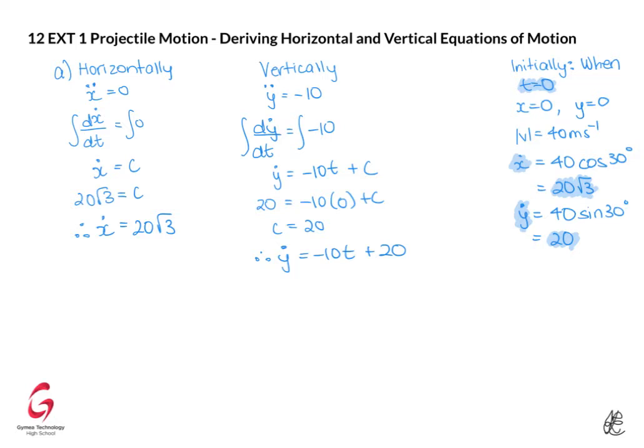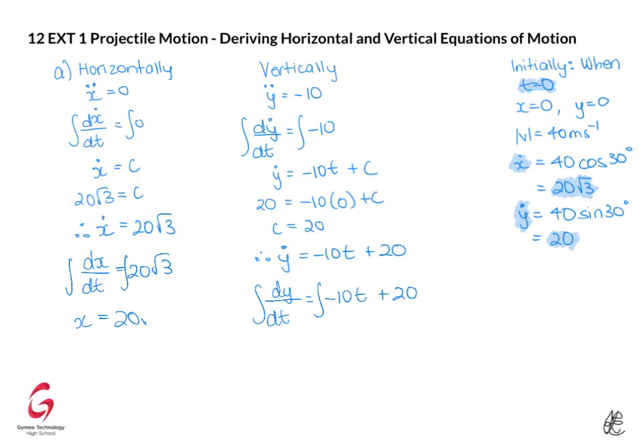We'll start by writing both the velocity terms out as their derivatives. We'll then integrate both sides of these equations, giving us, when we integrate dx with respect to dt, x is equal to 20√3t plus a constant value. And for dy on dt, we'll obtain y is equal to minus 10t squared over 2 plus 20t plus a constant value.